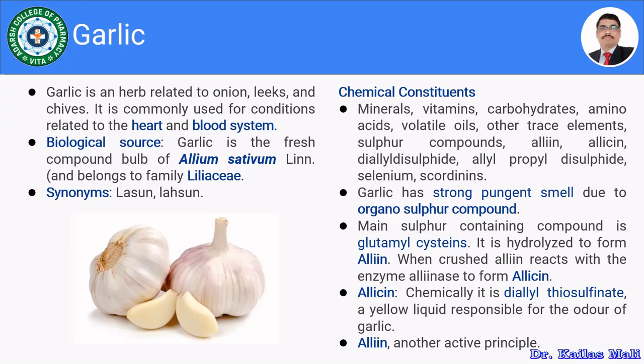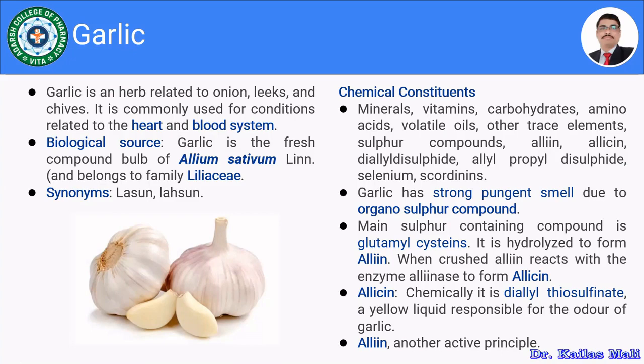Whatever the pungent smell of garlic, it is due to the organosulfur compounds which are present in Allium sativum or garlic. The main sulfur compound present in garlic is glutamyl cysteine. It is hydrolyzed to form alliin. When crushed, alliin reacts with the enzyme alliinase, and it forms allicin.